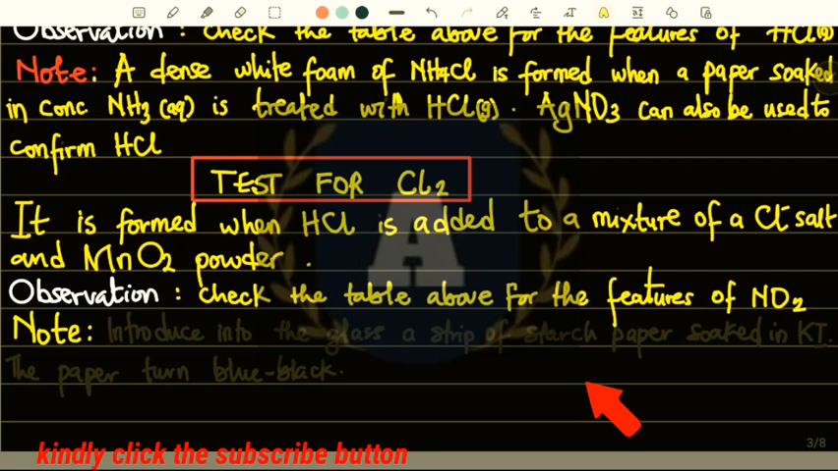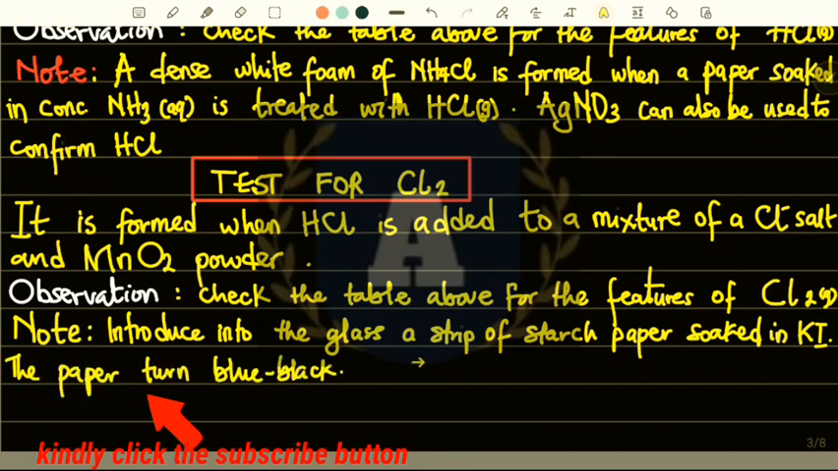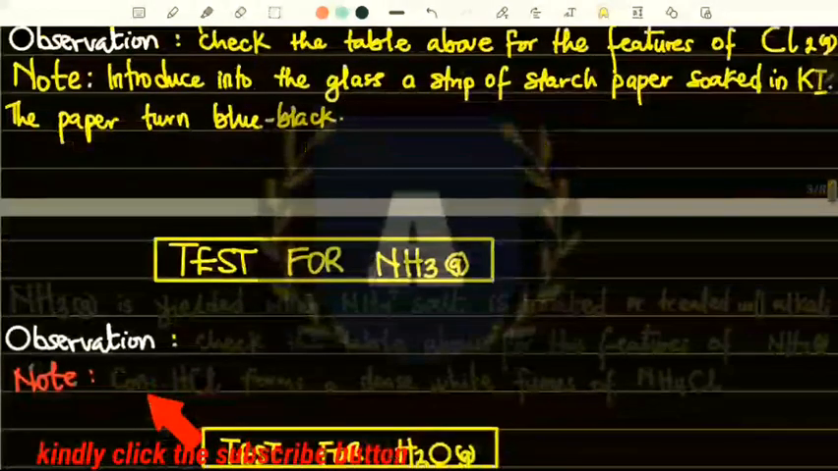Check the table above for the feature of Cl2 gas. When you check the table, you see the feature of chlorine gas. Okay, now, but we have to note that when you introduce into the gas a strip of starch paper soaked in potassium iodide, the paper turns blue-black. That is the observation, that is how you will observe that chlorine gas has been formed.